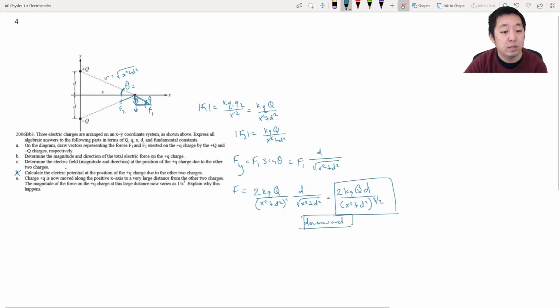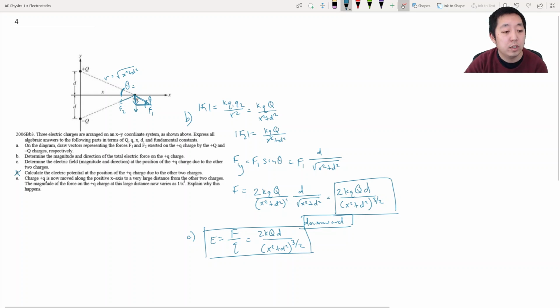Determine the electric field at the position of the plus q charge due to the other two charges. What you simply do is divide by our test charge, q. So the electric field is the force divided by q, and it's just equal to all of this part, which is 2kQd over x squared plus d squared to the 3/2. So that's C. This is C right here. This is B.